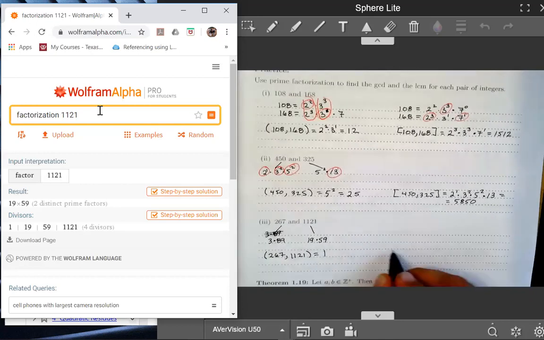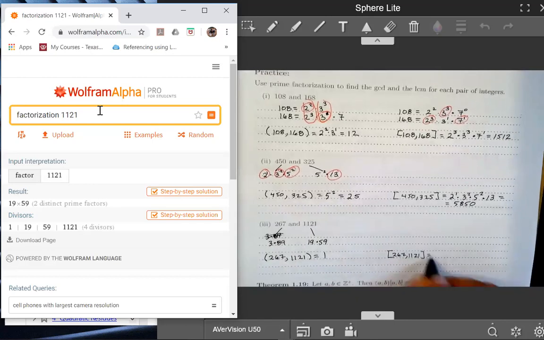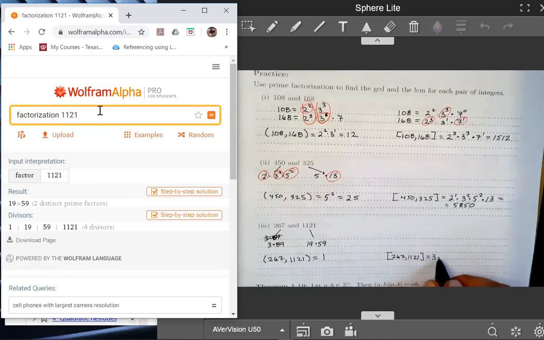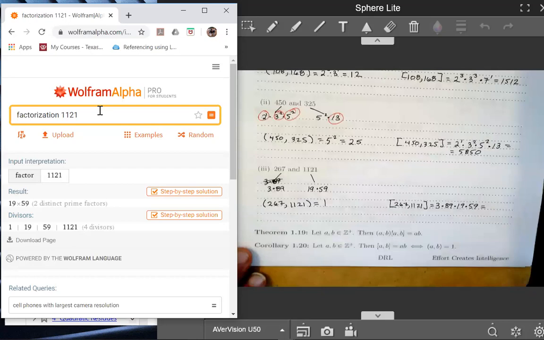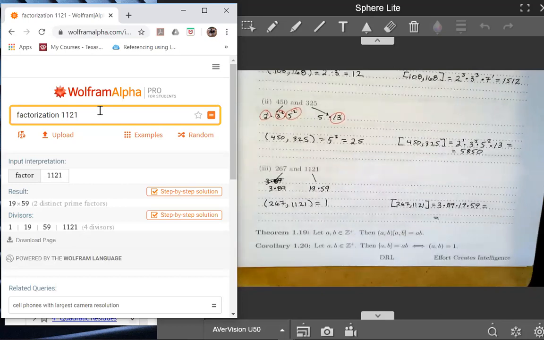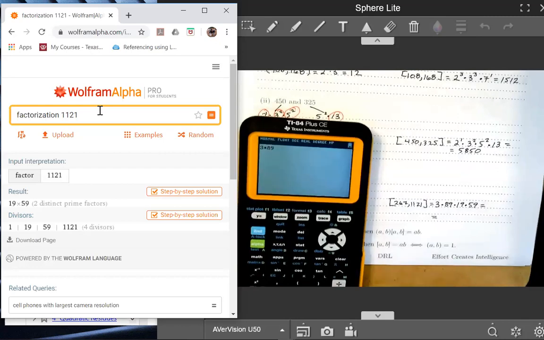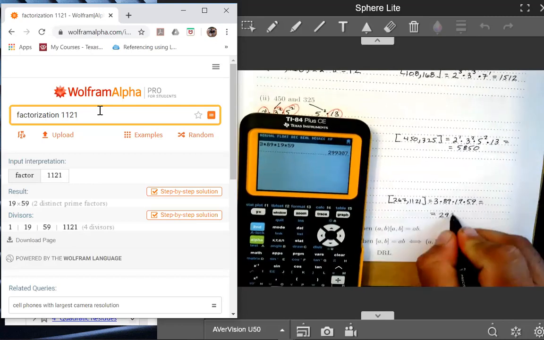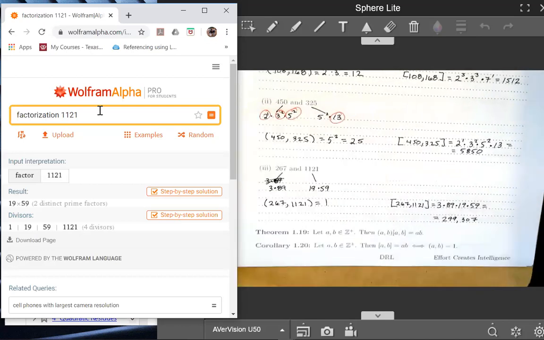If I want the least common multiple, that's going to be equal to the product of each of these, which would be, all right, let's come in, double check with our technology, 3 times 89 times 19 times 59. So that gives us 299,307. Okay, so pretty straightforward, right?